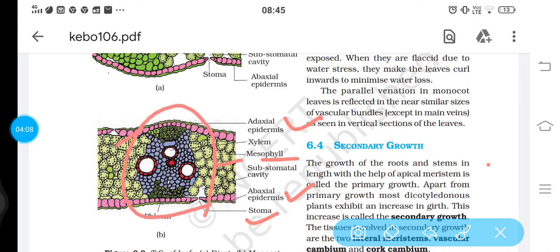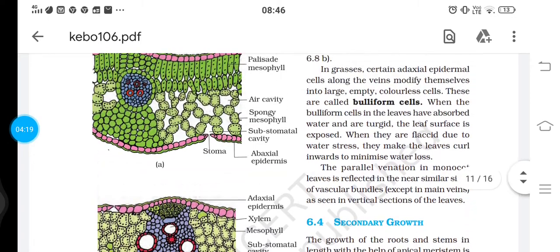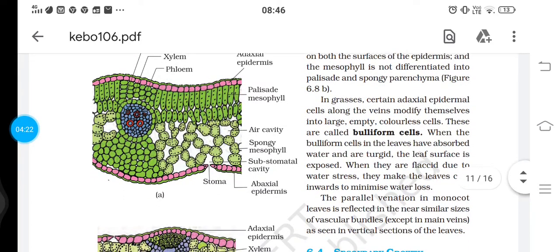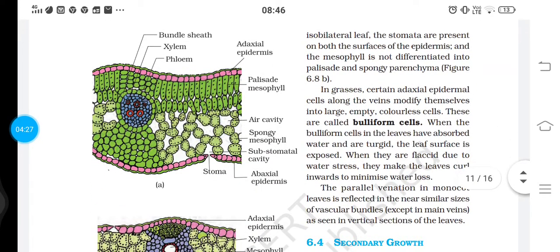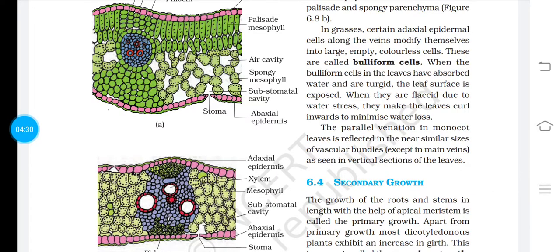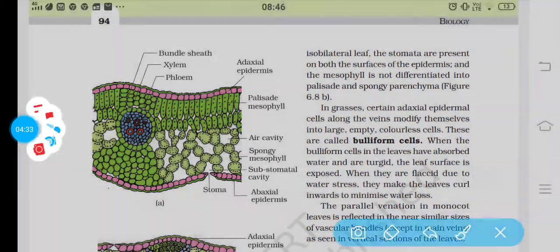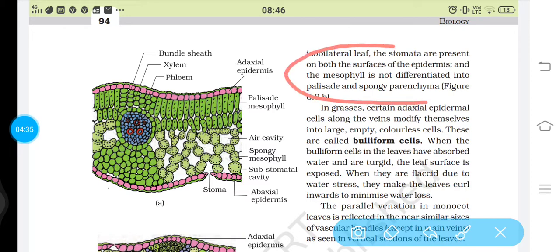You can see the vascular bundle present here, and it has xylem and phloem. While in the dicot leaf it was surrounded inside the bundle sheath, here it is not differentiated, rather it is present as a patch on the whole leaf. And in the isobilateral leaf the stomata are present on both surfaces of the epidermis. In this monocot leaf you will see an equal amount of stomata on the upper surface and lower surface, and the mesophyll is not differentiated here.